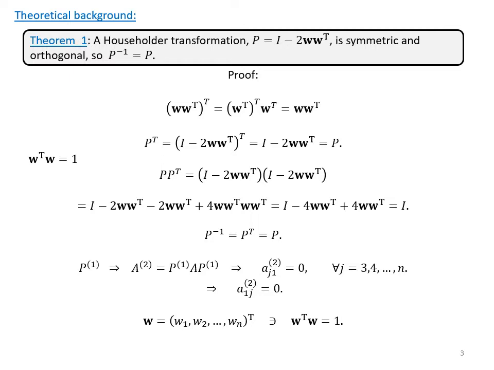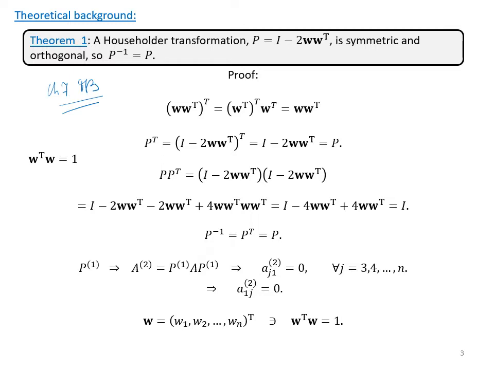First, let me formulate the following theorem. A householder transformation P, which is equal to the difference between the identity matrix and the doubled product of vector W and transposed vector W, is symmetric and orthogonal. So the transposed householder matrix P equals the original matrix P. How can we prove it? First, I would like to say that you should recall chapter 7 from your textbook, where matrices were discussed for the first time and where all properties were discussed as well.